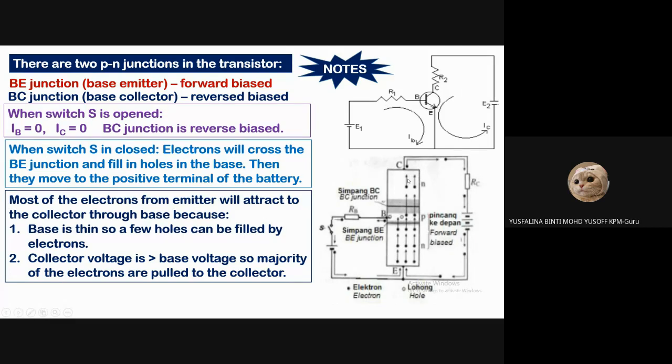So this is the diagram. Maybe this one might be much clearer. Positive goes here, so this is the BE junction. They have holes here, right? So the electrons will move. I know that the current flows from positive to negative, but the electrons move the other way, from negative to positive.